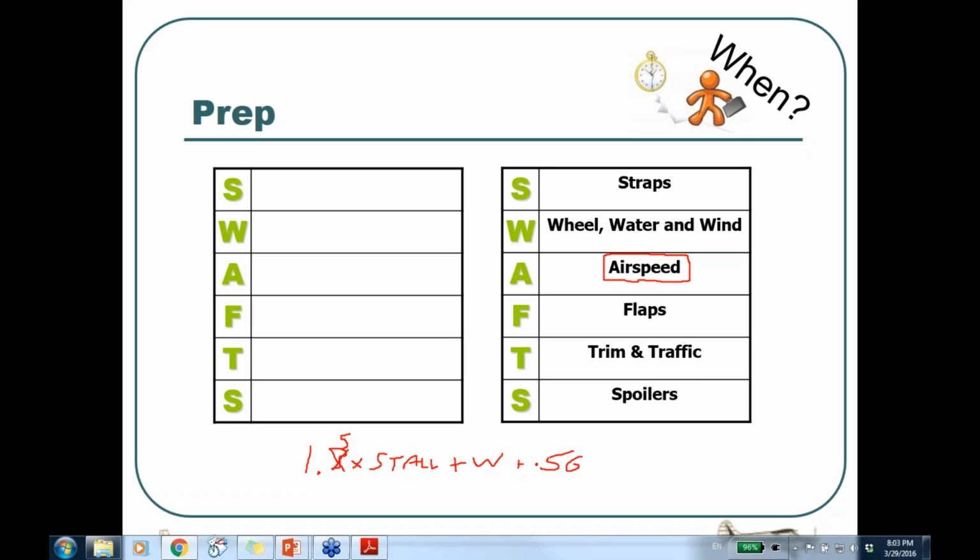Yeah, David, what you said, 1.5 times the stall speed plus the wind plus what's the half, 0.5 of gust. Of gust. Oh, 0.5 of gust. Yeah.